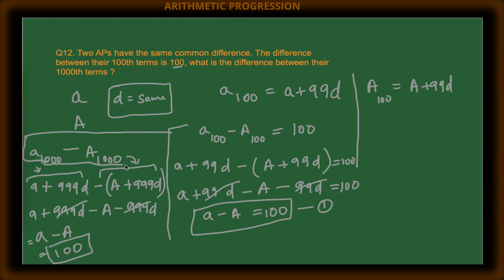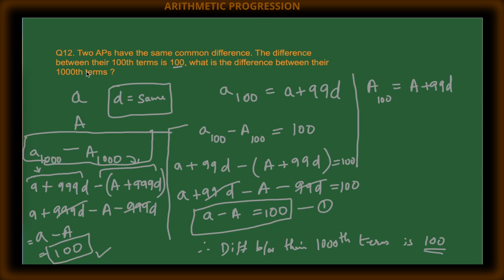What is the difference between the 1000th terms? We found that the difference between the 1000th terms of the two arithmetic progressions is a minus A. Since we already have the value of a minus A from the previous expression, we replace it, so the difference is 100. The answer is 100: the difference between their 1000th terms is 100.